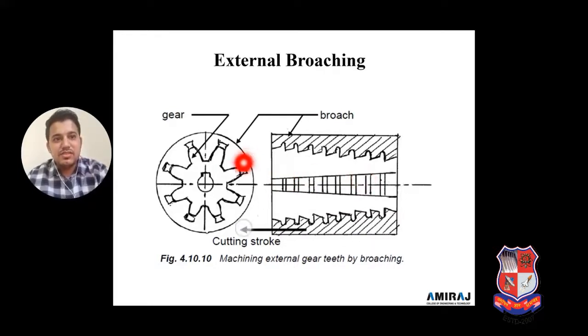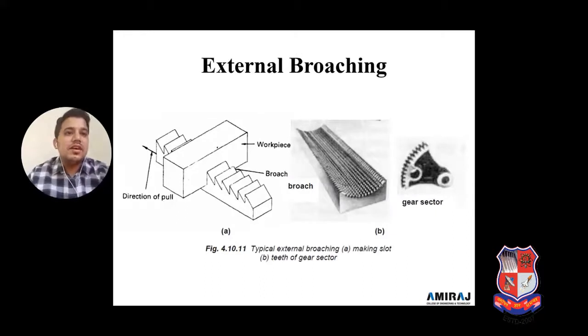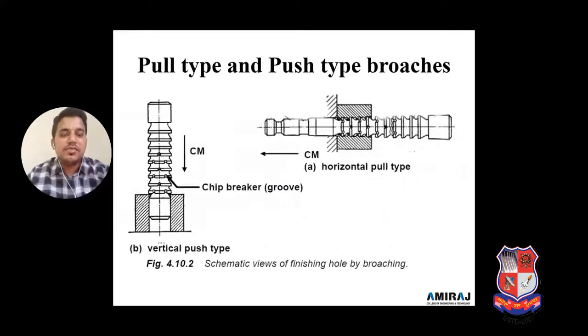So these are the externals, we have to remove such materials by using this cutting saw. So this is another example of external broaching. This is the one, this is the second, and there the gear section, as we discussed yesterday in the detailed classification of the broaching machine. Then this is the pull and push type. We already know that this is the vertical push type and this is the horizontal pull type.